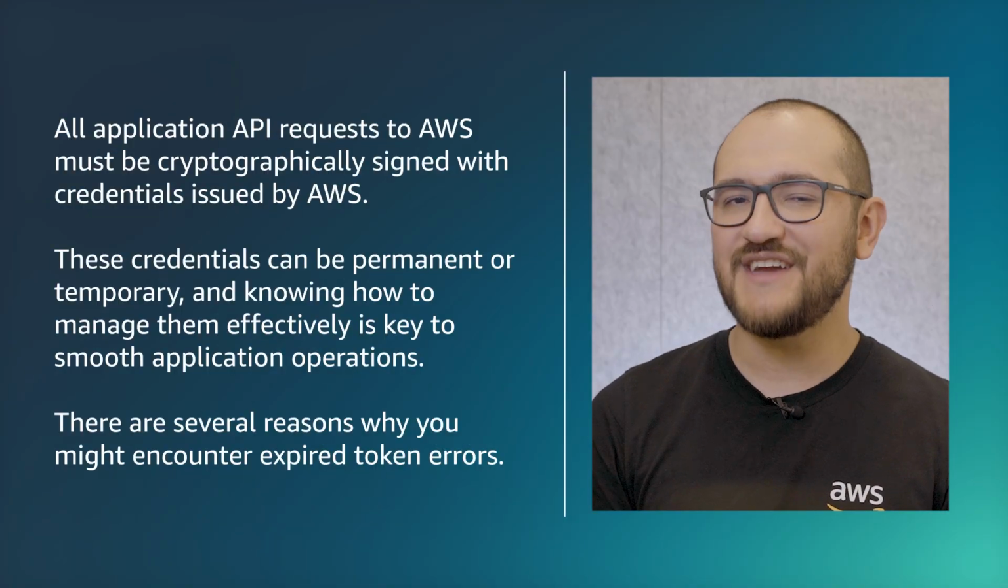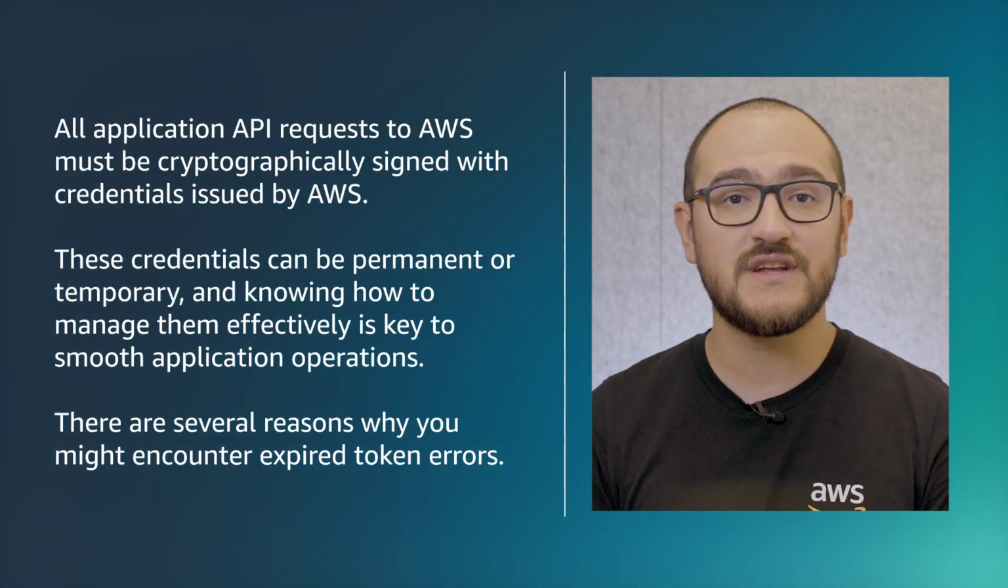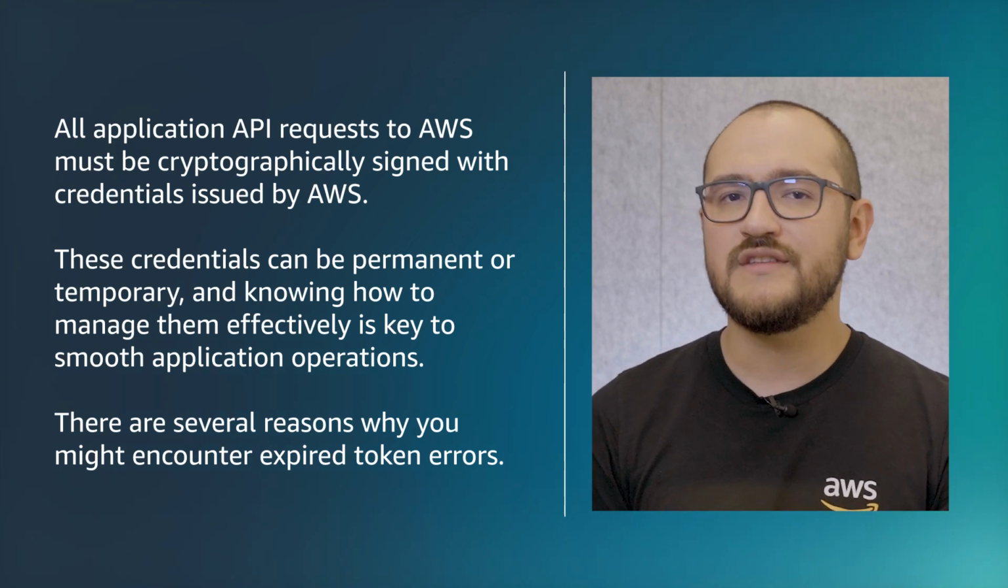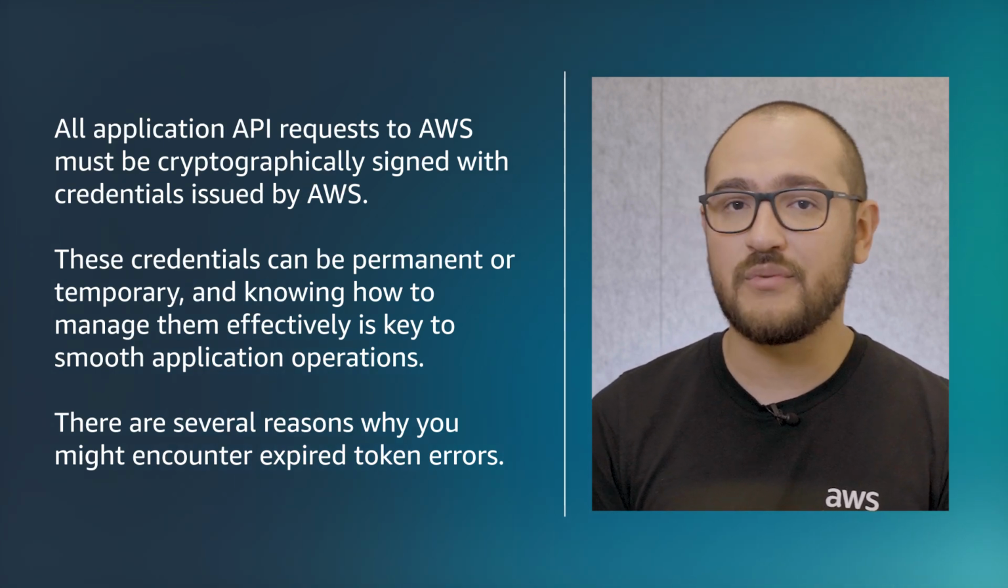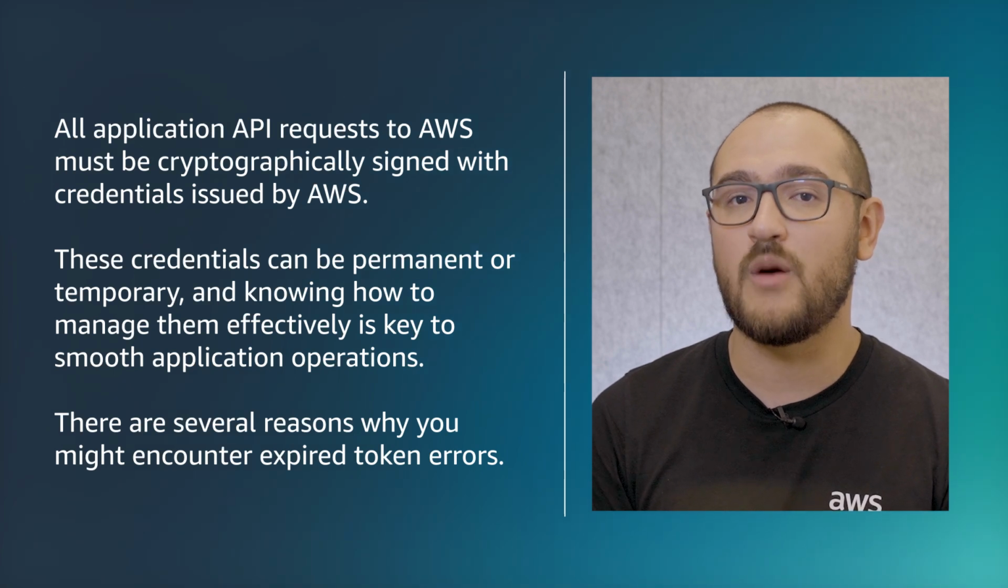Today, I'm going to show you how to resolve the error "the security token included in the request is expired" when running Java applications on Amazon Elastic Compute Cloud. Let's get started. All application API requests to AWS must be cryptographically signed with credentials issued by AWS. These credentials can be permanent or temporary, and knowing how to manage them effectively is key to smooth application operations.